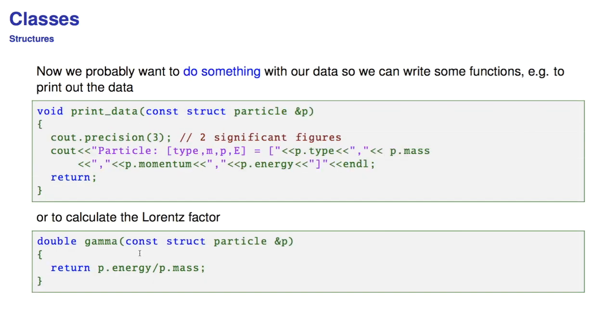Now, once you've done that, you want to do something with that. So you could write some functions, for example to print out the data, which takes a struct as an argument and then prints out all its properties with a certain precision, which really means two significant figures. And then it could do this neatly by putting some square brackets around it, putting types, putting some commas in between, and so on. Or we could calculate the Lorentz factor, the thing we usually call gamma, and that would just essentially calculate the energy over mass. And if you think carefully, that is clearly the way to do it.